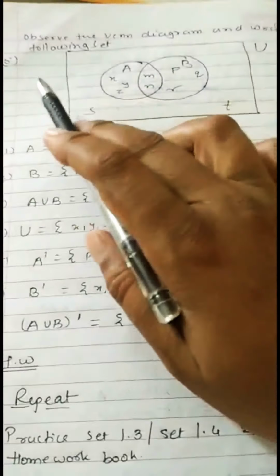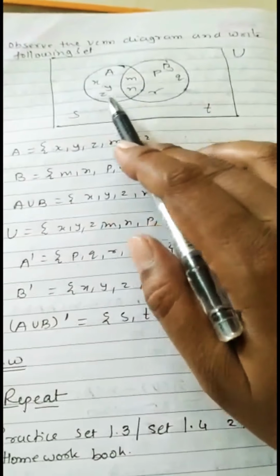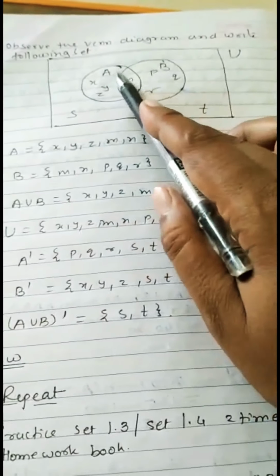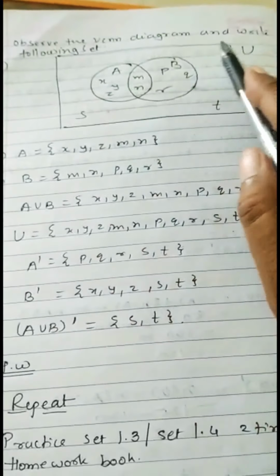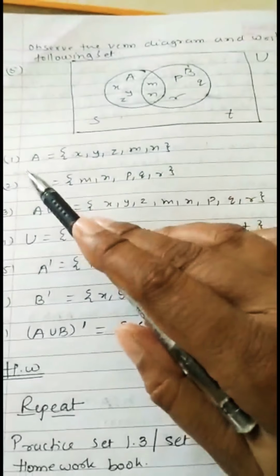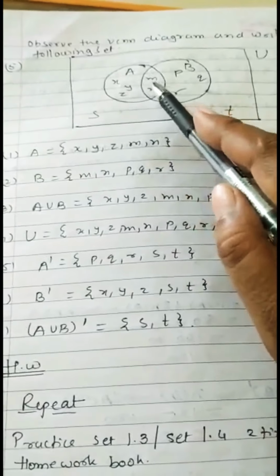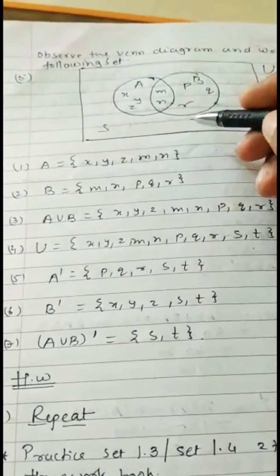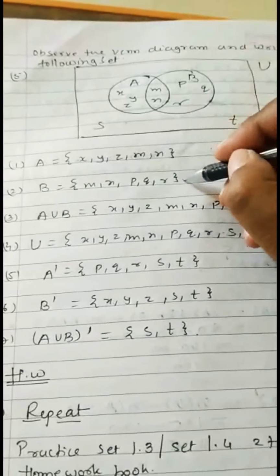Question number 5. Observe the Venn diagram and write the following sets. This is one set, name is A. This circle is B, and this is the total universal set. So what is A? A is X, Y, Z, M, N. What is B? P, Q, R, M, N. Right?